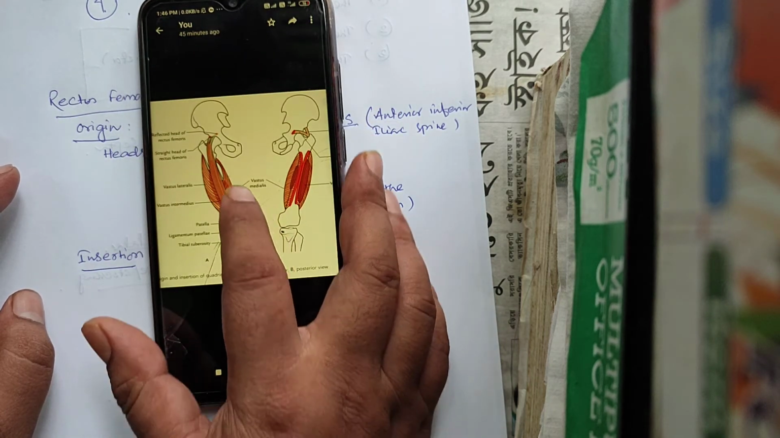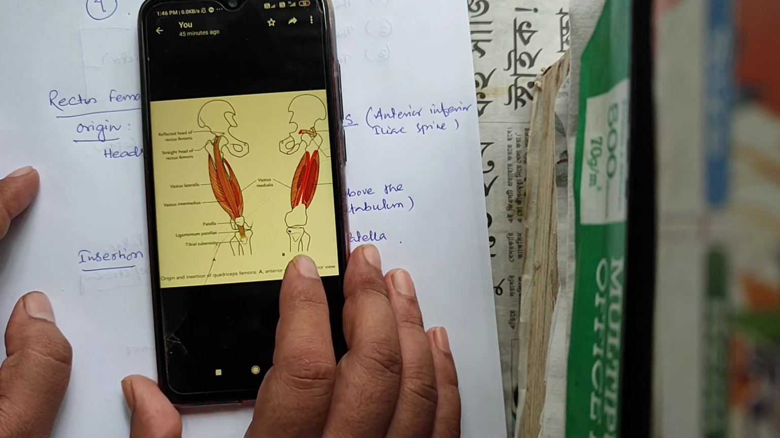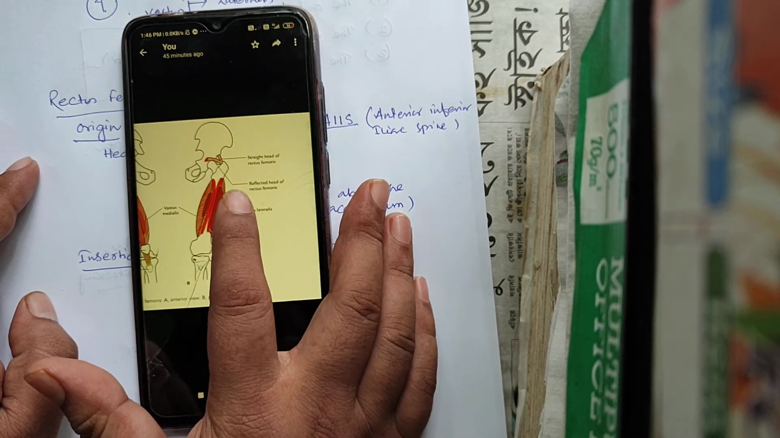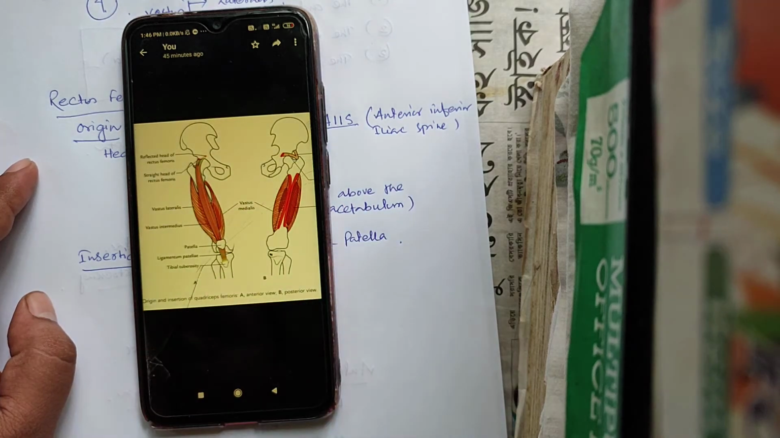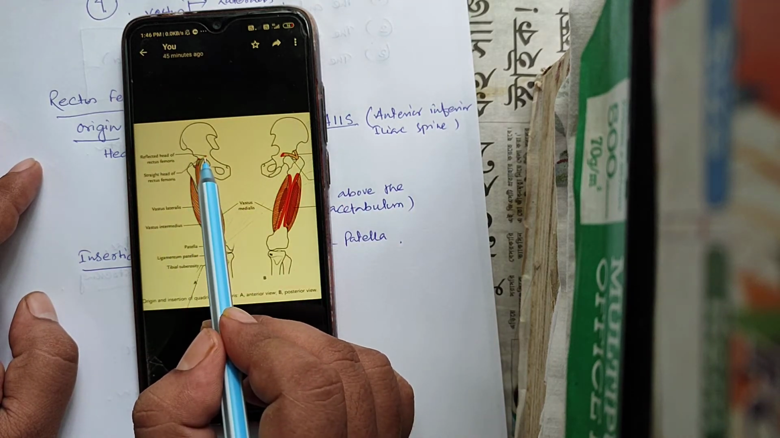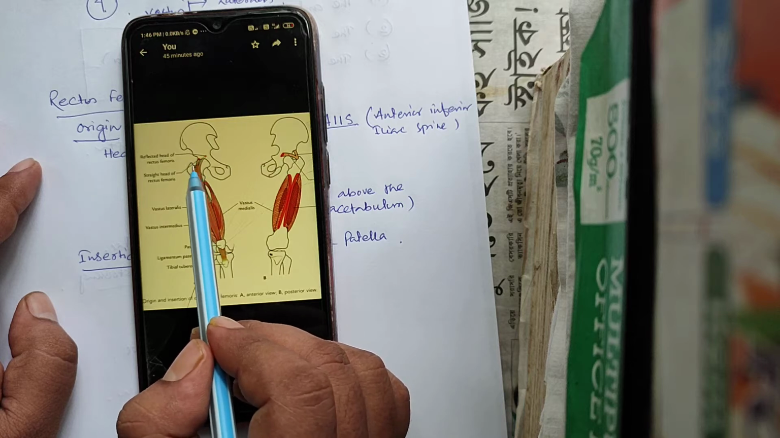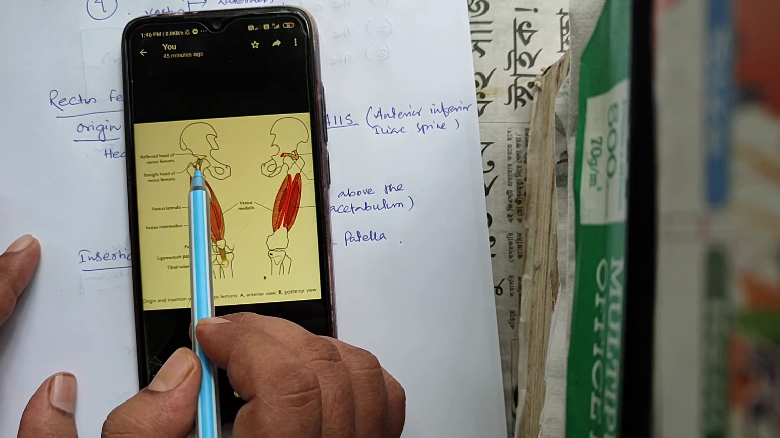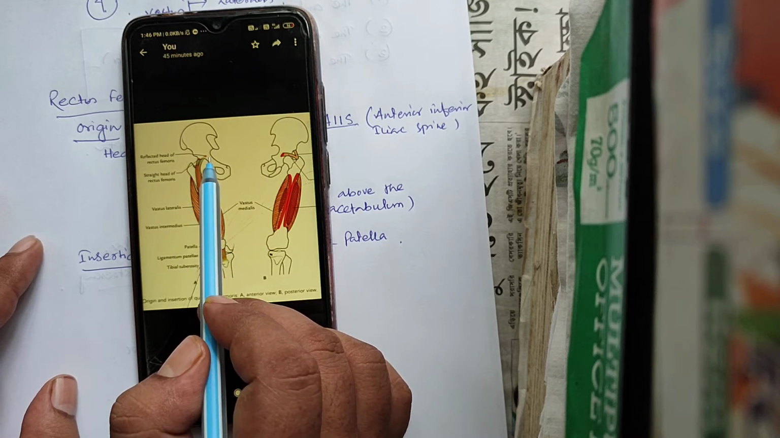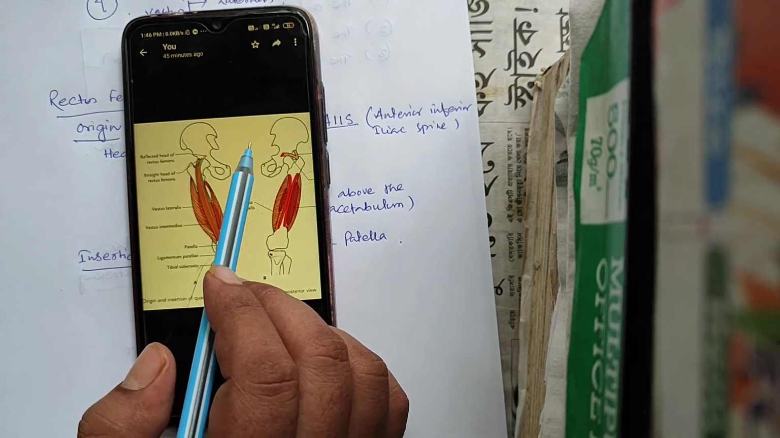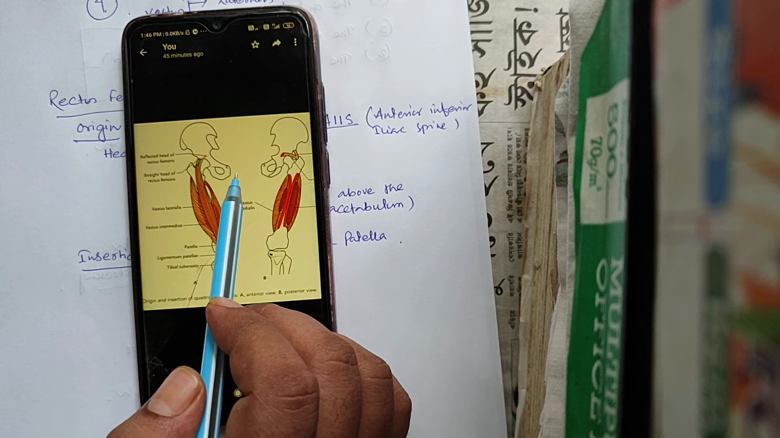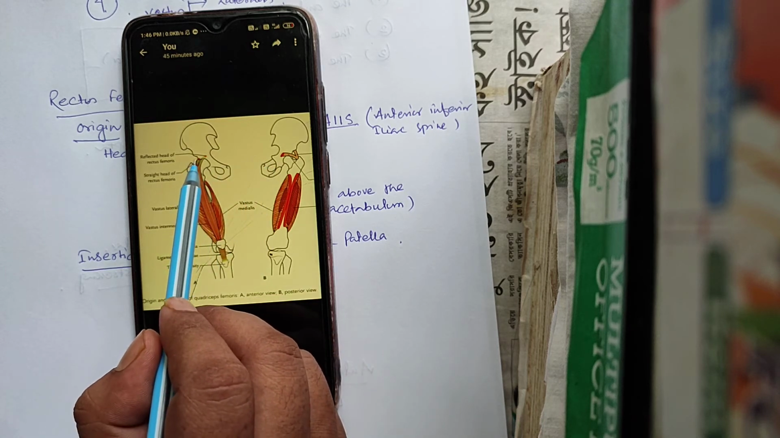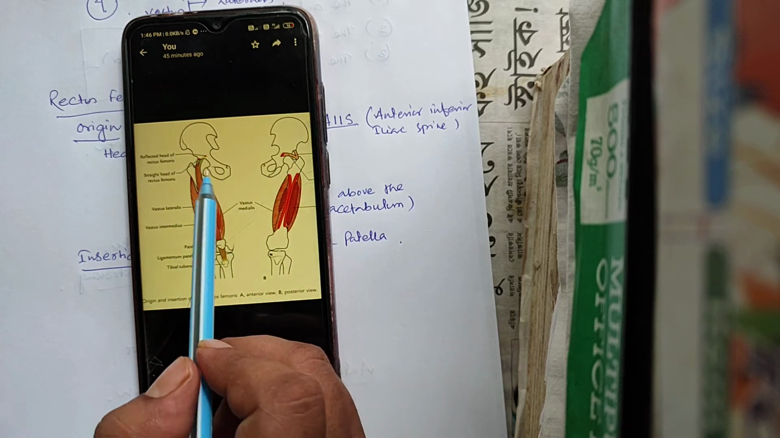Picture. This is the origin and insertion of the quadriceps femoris muscle. The first one is the anterior view, and this is the posterior view. Here are two heads: the reflected head and the straight head. The reflected head arises from the ilium just above the acetabulum, and the straight head arises from the anterior inferior iliac spine.